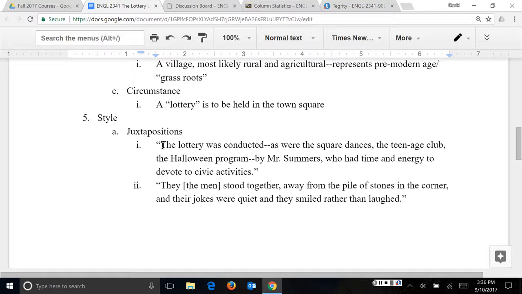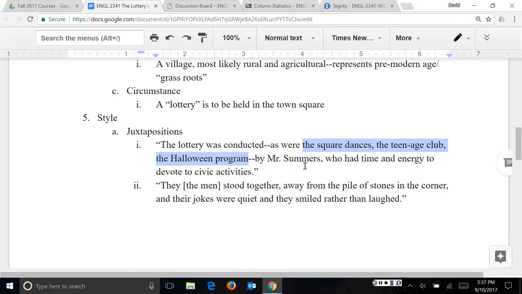So one sentence here I have quoted: "The lottery was conducted, as were the square dances, the teenage club, the Halloween program, by Mr. Summers, who had time and energy to devote to civic activities." Now, if you're not aware of it yet, here is the juxtaposition. We have all of these elements: the square dances, the teenage club, the Halloween program. These are typically fun, youthful, and exciting events, completely harmless, and usually just for the benefit of entertainment.